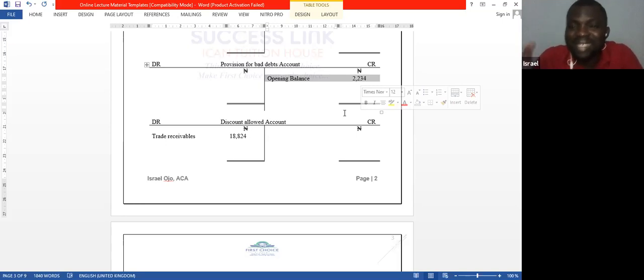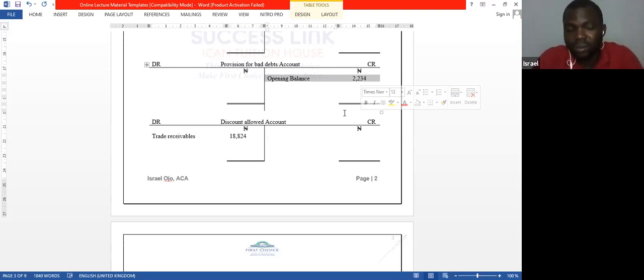So that is the difference that we are going to post to our bad debt, which is going to take into the profit or loss account. Please, I'm repeating myself. It is the difference between the opening and the closing that will determine if there's an increase or decrease. And it is that difference that will be taken to the expense account, which is what? Bad debt.